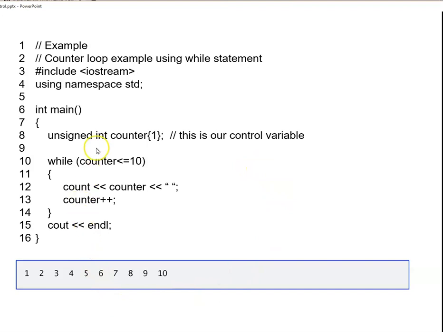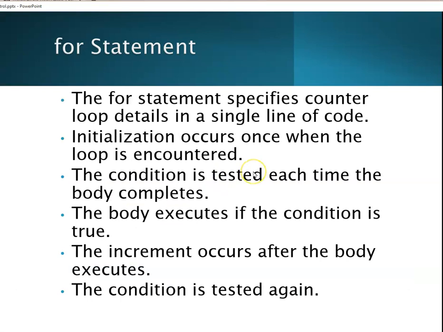So here's our basic example of a counter loop. We started at 1, while counter is less than 10, print it out, and add 1 to it. And this should be count, not counter. Okay, there's a shorter way to do it called a for statement. The for statement specifies counter loop details in a single line of code.